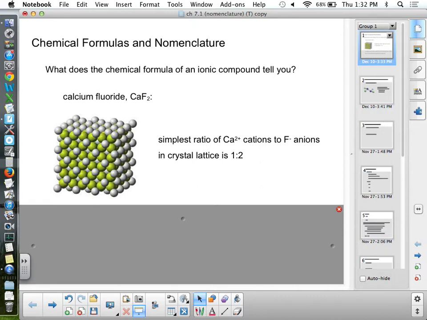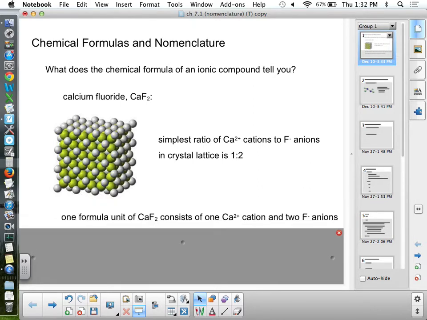The formula CaF2 simply tells us that in the crystal lattice, the simplest ratio of calcium 2+ cations to fluorine minus anions is 1:2, or that there are 2 fluorine anions for every calcium cation. That collection we call one formula unit of calcium fluoride. Remember the term formula unit.